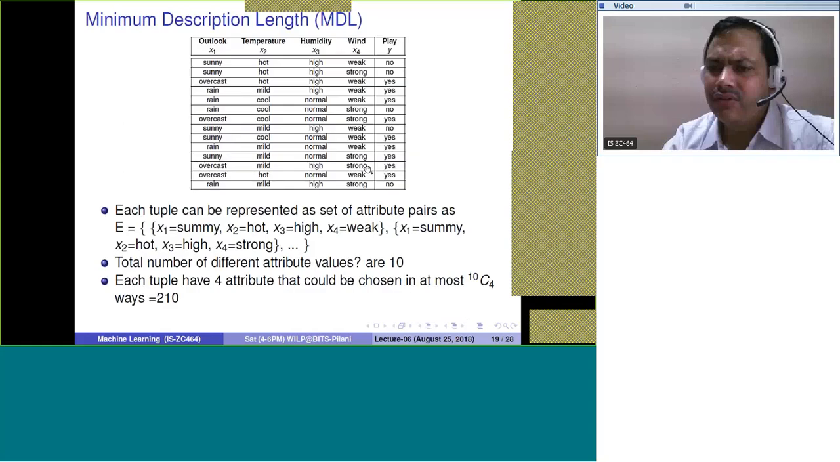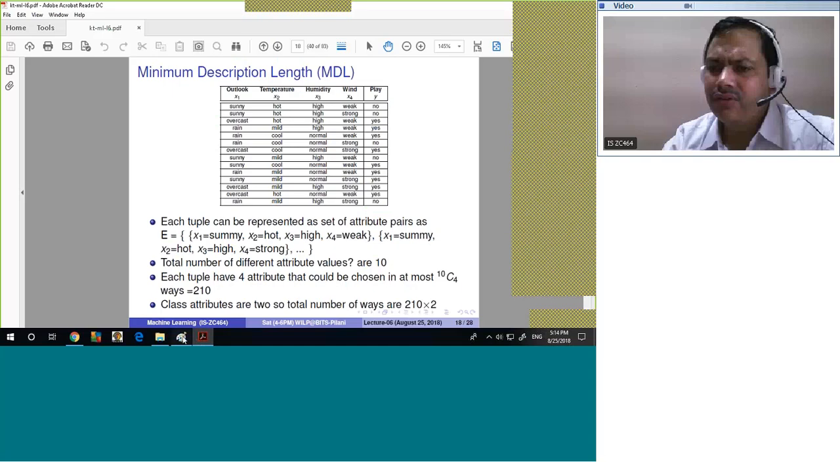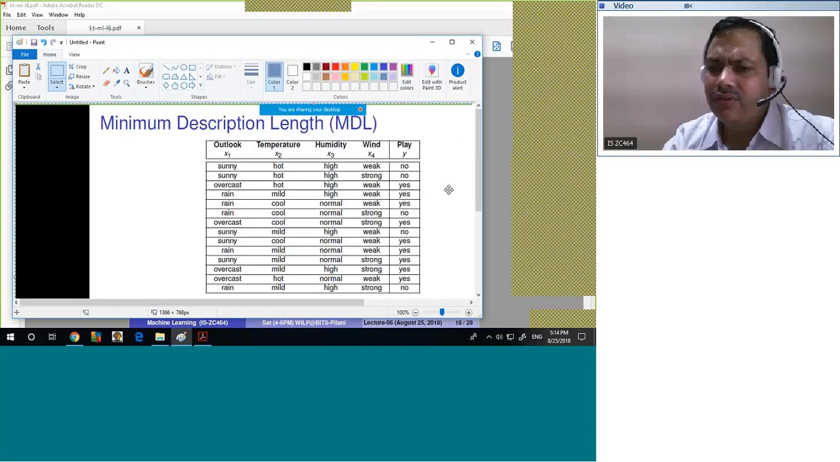Somebody is asking how it is 10. Let me just check if I'm wrong. Can you be with me? So I take sunny. Then I cut all the sunny from all the places. Then I take overcast and cut overcast from all the places. Then I take rain and cut rain from all the places. There go 3. So 1, 2, 3 things we have.